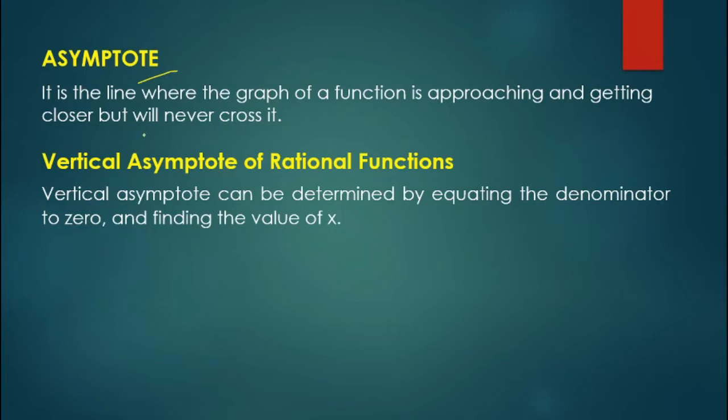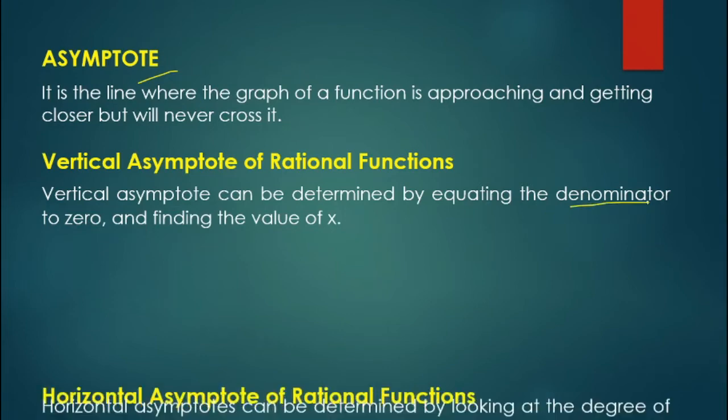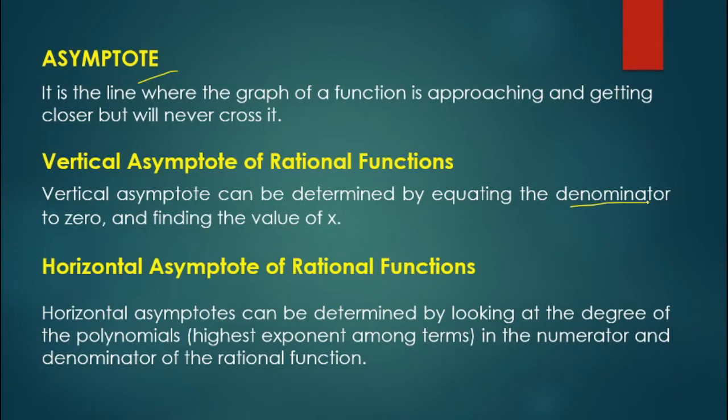So, for the vertical, it can be determined by equating the denominator to 0 and finding the value of x. So, wala tayong problema sa pag-solve ng vertical asymptote. Kailangan lang natin kunin ang denominator and then equate to 0 and then solve for x. Next, for the horizontal asymptote of rational function, it can be determined by looking at the degree of the polynomials. So, pag sabi nating degree, ito yung pinakamataas na exponent sa numerator and denominator. So, kailangan lang natin observe yung ating degree.